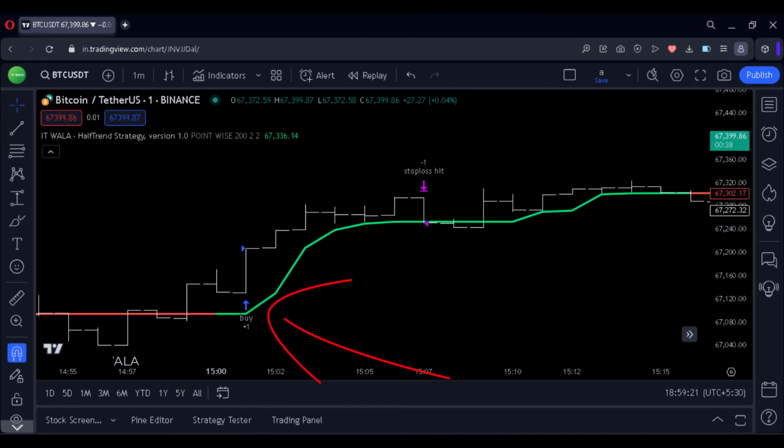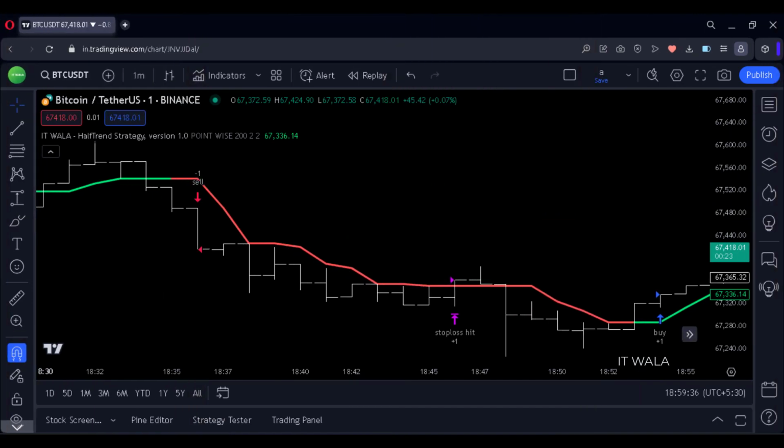As soon as the Half Trend turns green, we take a long trade. If the price closes below the Half Trend, we exit the trade. And as soon as the Half Trend turns red, we take a short trade. If the price closes above the Half Trend, we exit the trade.